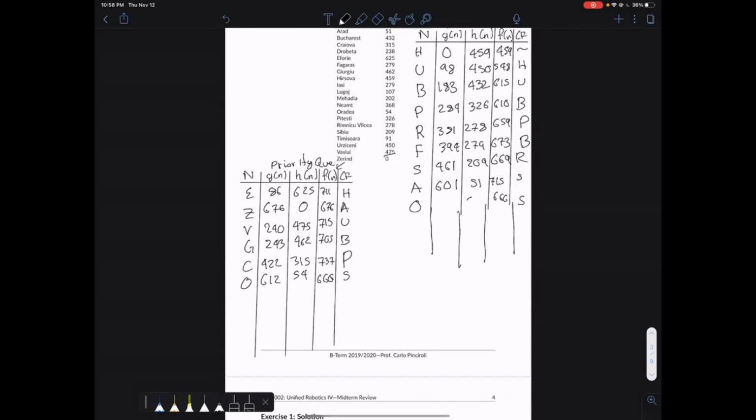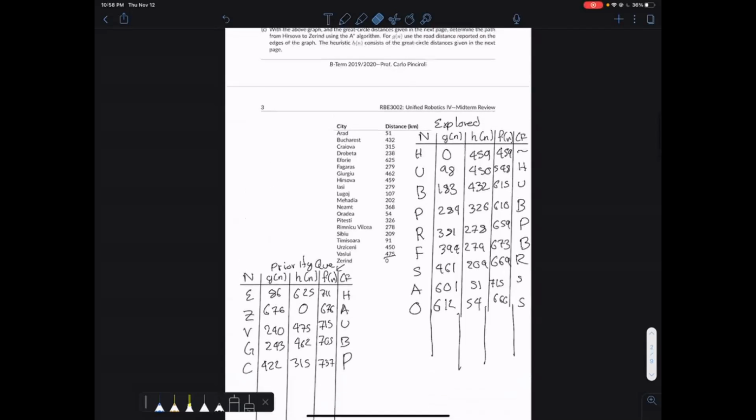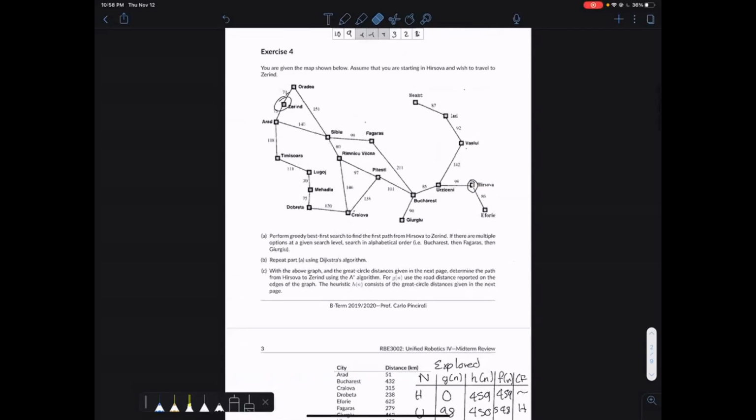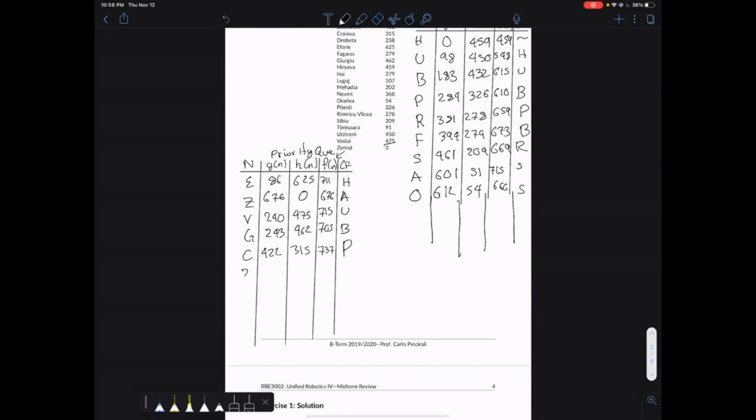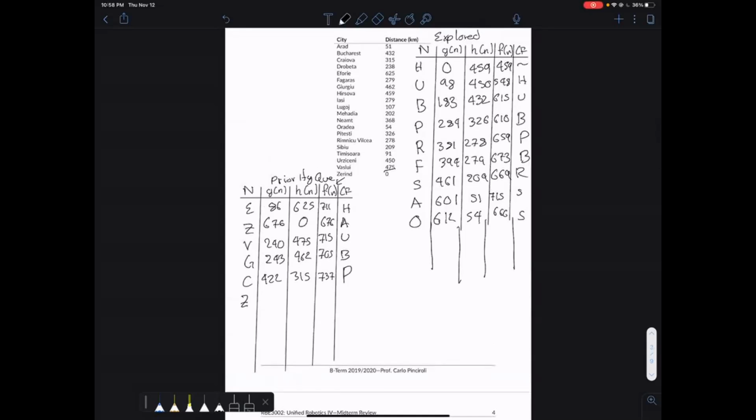Its H of N is going to be 54, and its G of N is going to be 612. Okay. So we need to add all the neighbors of O. To do that, we're going to look at our chart. The only neighbor of O that we haven't explored is Z. So we're going to do the same thing that I did earlier, where we add another Z into this list, double check that it's not a lower cost, and if it isn't, we can move on.